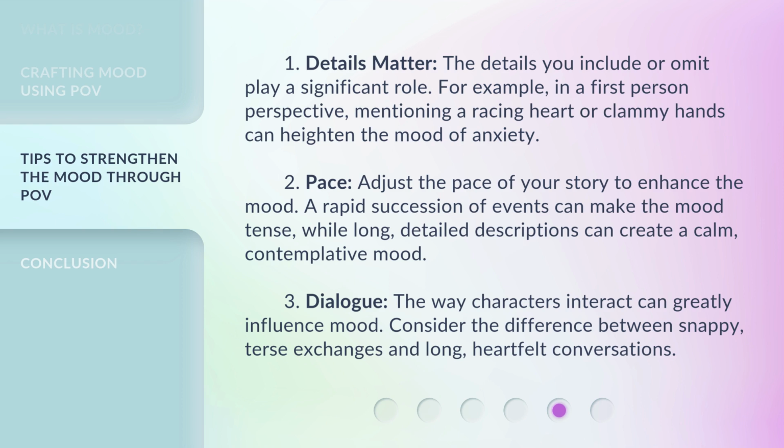2. Pace. Adjust the pace of your story to enhance the mood. A rapid succession of events can make the mood tense, while long, detailed descriptions can create a calm, contemplative mood. 3. Dialogue. The way characters interact can greatly influence mood. Consider the difference between snappy, terse exchanges and long, heartfelt conversations.